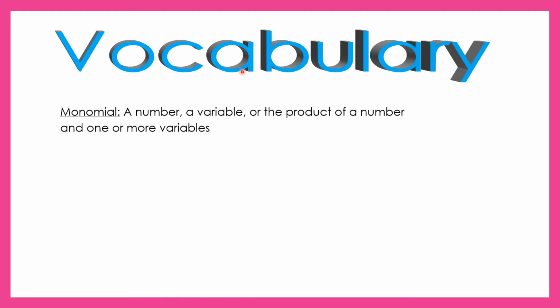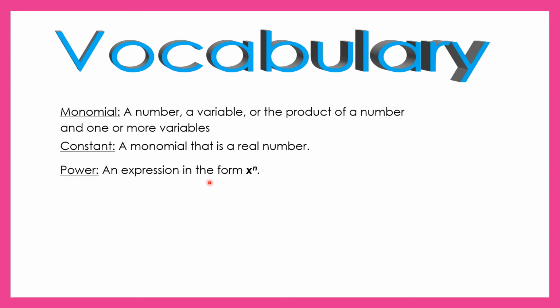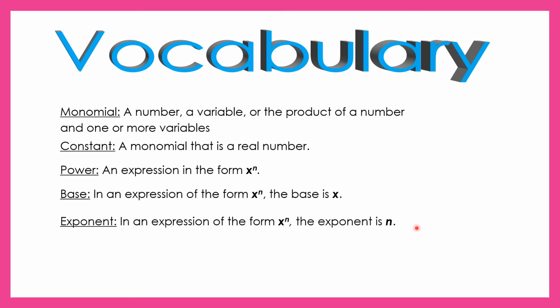So our vocabulary: monomial, a number, a variable, or a product of a number and one or more variables. Constant, a monomial that is a real number. Power, an expression in the form of x raised to n. Base, in an expression of the form x raised to n, the base is x. Exponent, in an expression of the form x raised to n, the exponent is n.